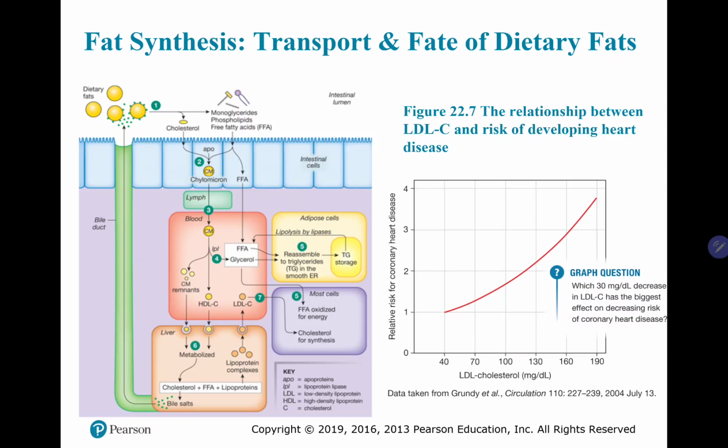So when we're looking at fat synthesis, the transport and fate of dietary fats, we can see that, remember, fats are going to come into the body. Typically, they're going to be in fat droplets because they are nonpolar. They're not going to want to mix with water. But they can be absorbed over this intestinal epithelium right here. And remember, if they're broken down enough into free fatty acids, we can just put that directly into the blood, into that free fatty acid pool.